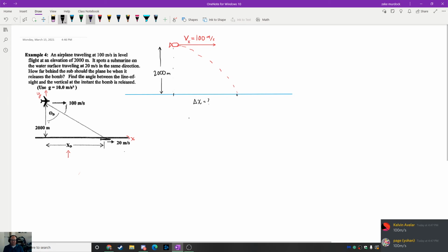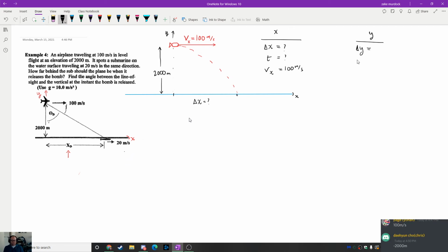So to do that, just as we've done before, we're going to set up our 2 sets of information here. We're going to have delta x. We don't know what that is. We don't know what the time is. But we do know that the x velocity in this case is equal to 100. And in the y direction, we're going to have delta y. What's delta y equal to? If I make this positive y, and I make this positive x, what's delta y equal to? That's right, negative 2,000.